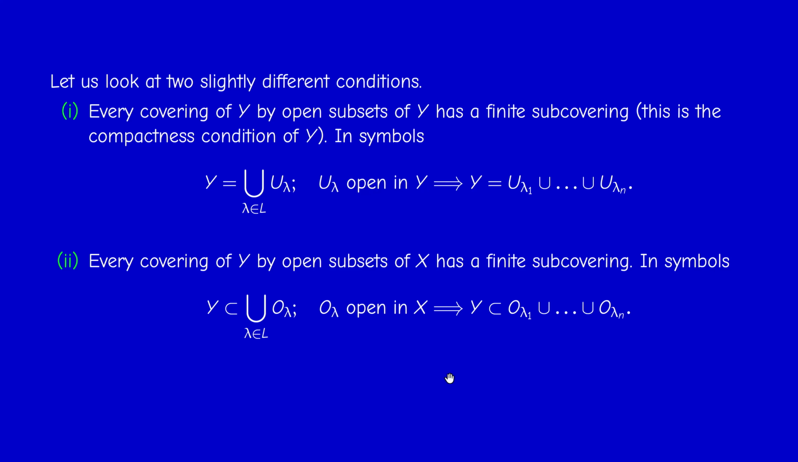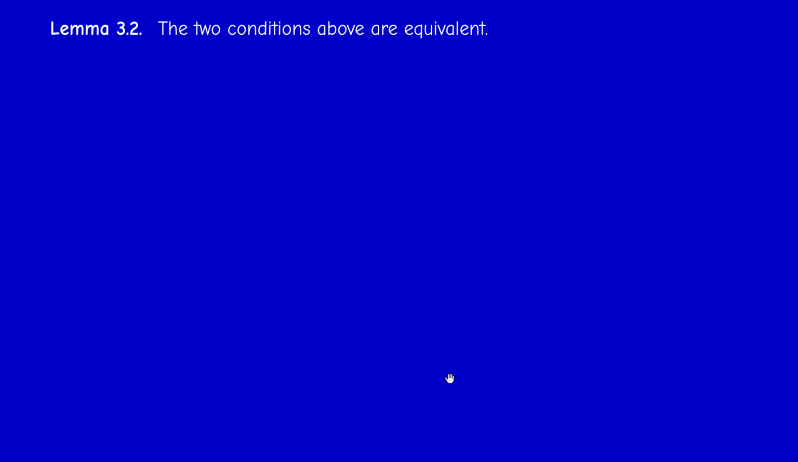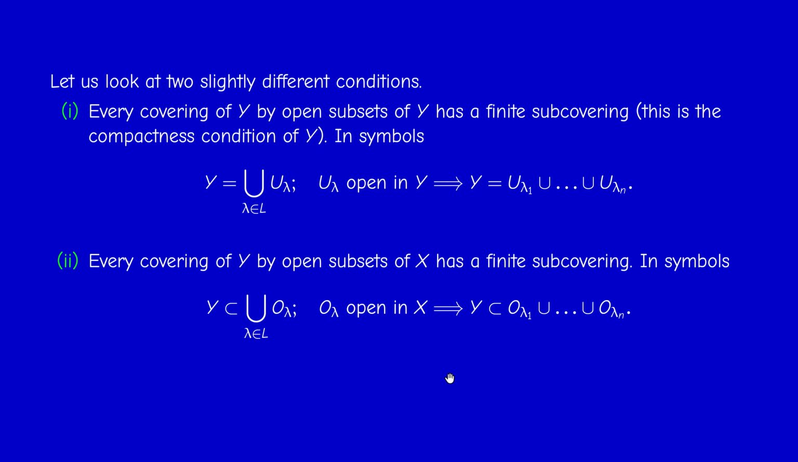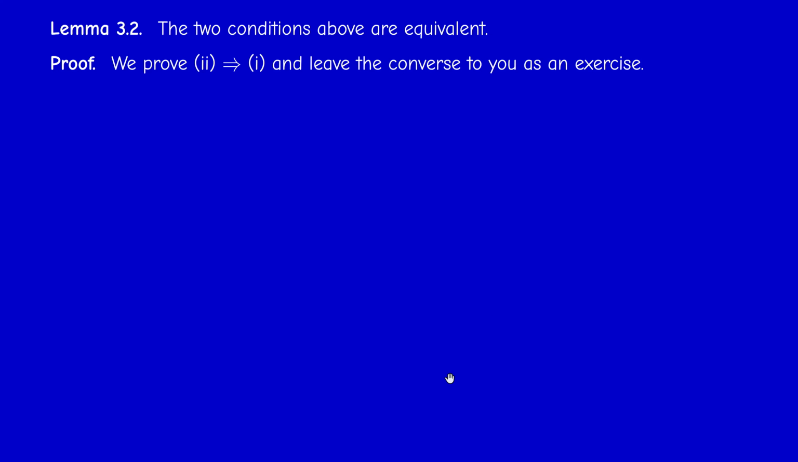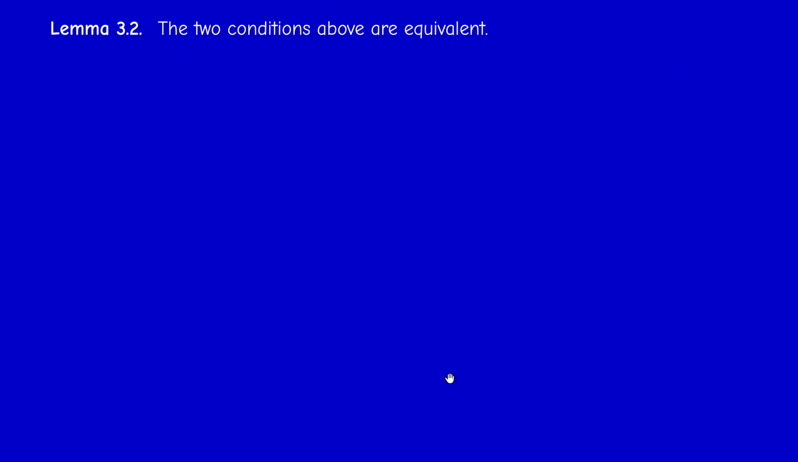And this follows from the definition of the subspace topology. So the two conditions above are equivalent, and they both characterize compactness. So we just prove 2 implies 1, and the other way is just symmetric. Actually, you can prove it, and I encourage you to do it on your own to test your understanding. So suppose that condition 2 holds, and I want to prove condition 1. So I go back to the condition.